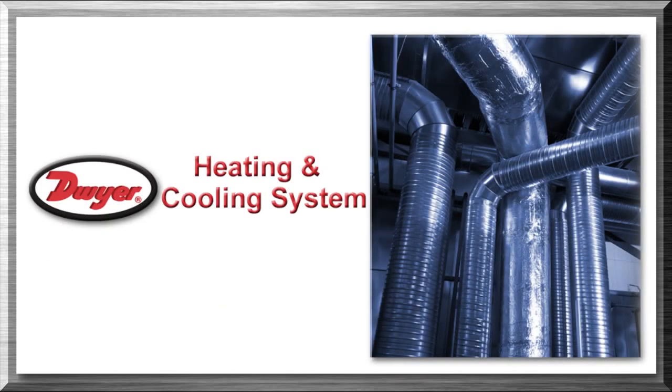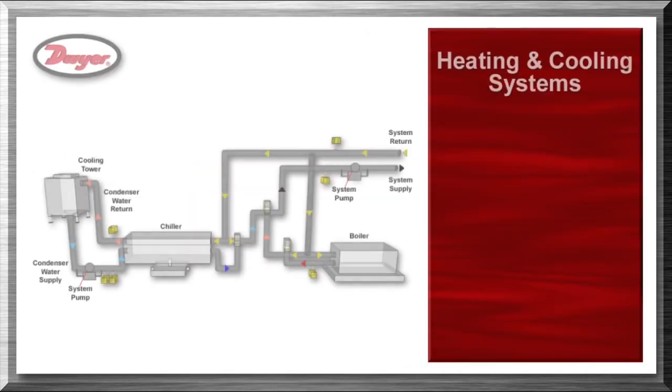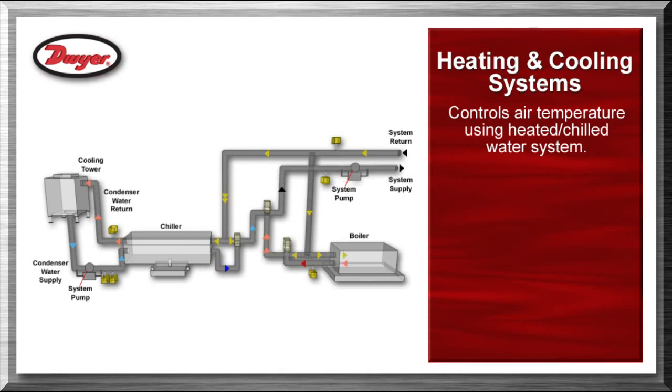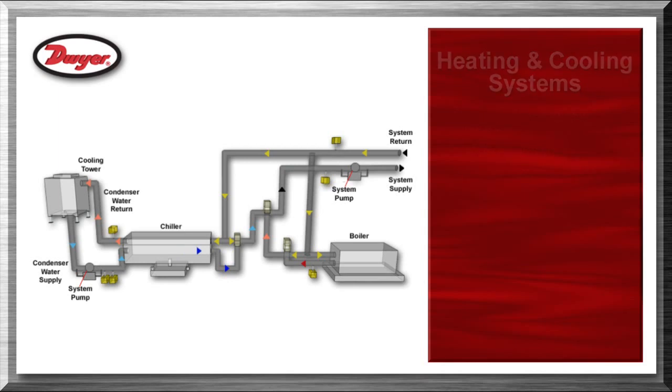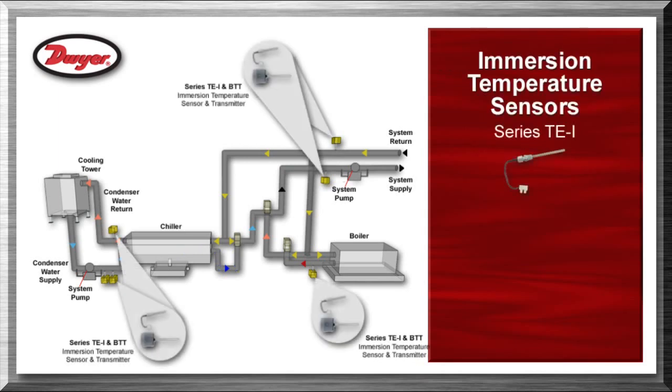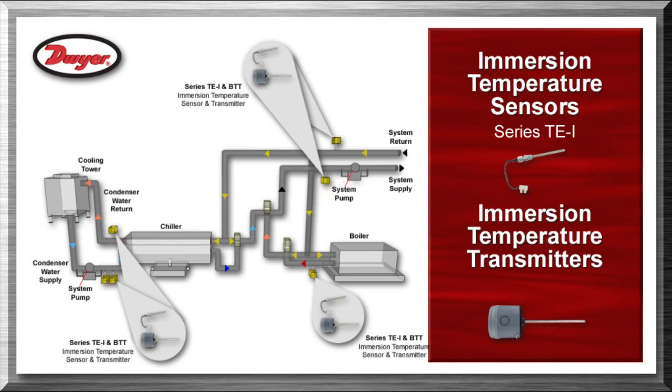Heating and cooling system. There are several ways to heat and cool the air in an air handler. In the example shown, this is accomplished through the heated or chilled water system with a boiler and a chiller. The system provides water to an air handler to heat or cool the air temperature as needed. Immersion temperature sensors, series TE, and the immersion temperature transmitters, series BTT, are inserted into the water pipeline to monitor the system supply, return, condenser supply, and boiler supply water temperatures.